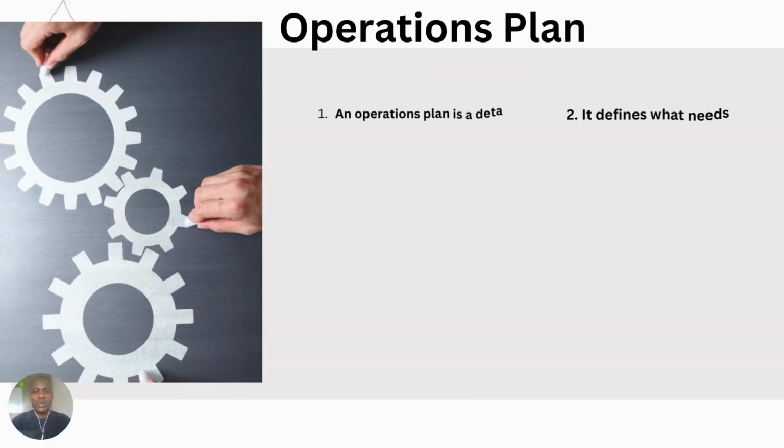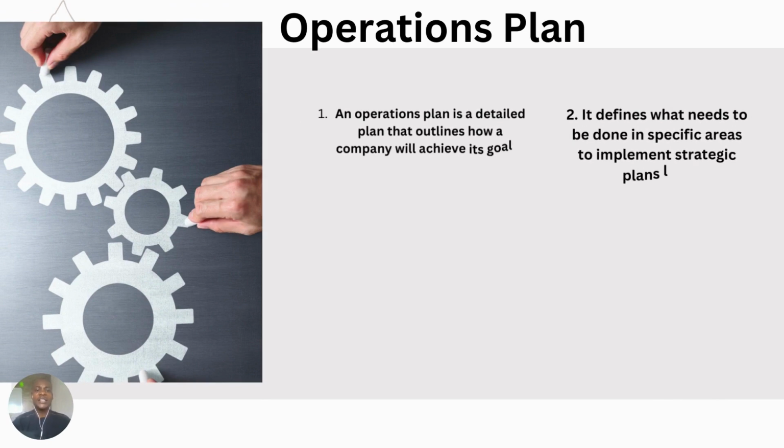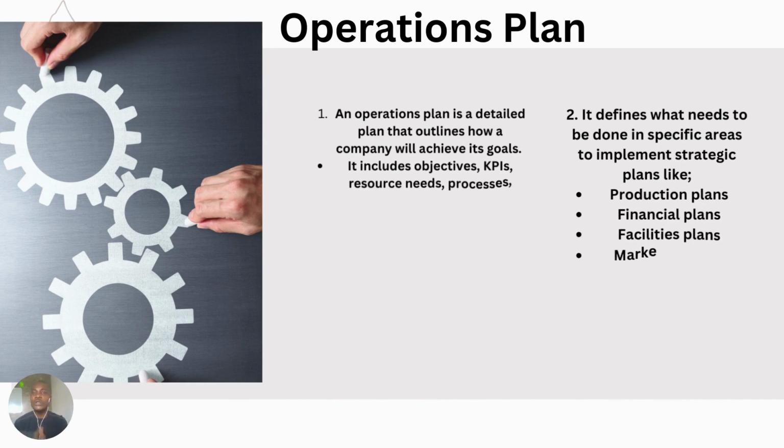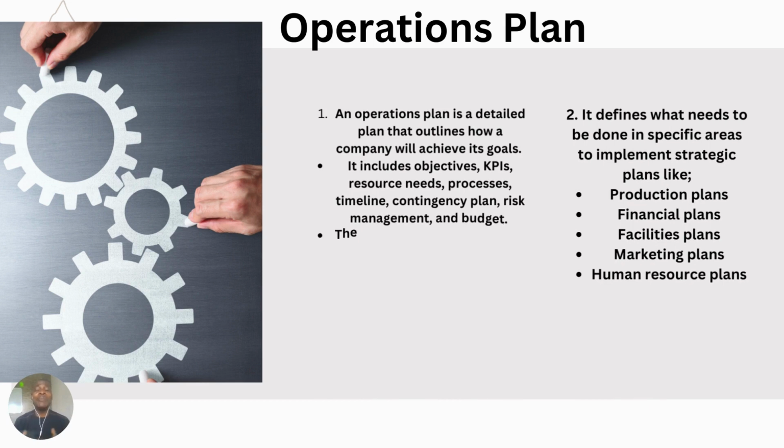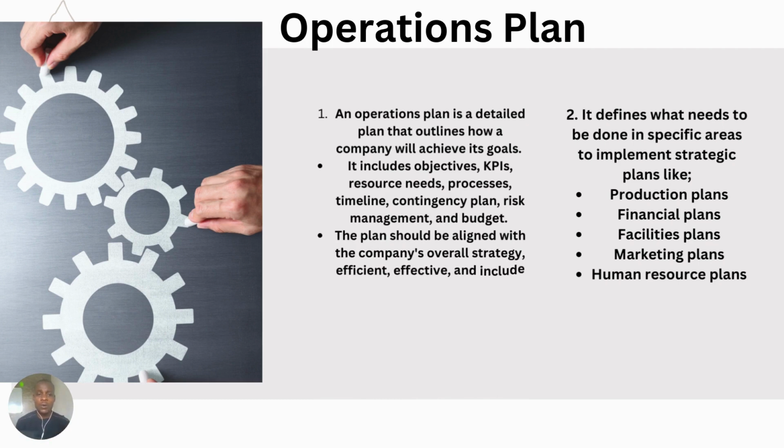The next one is what? Operations plan. What is an operations plan? It is a detailed plan that outlines how a company will achieve its goal. It can include the objectives, KPIs (key performance indicators), the resources you need to achieve such a goal, the process timeline, contingency plan, risk management, and budget.